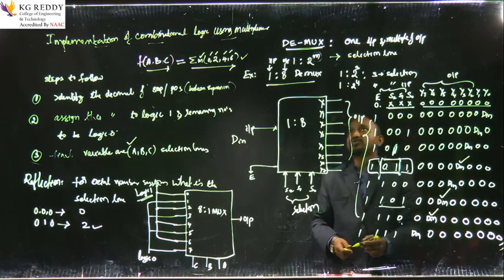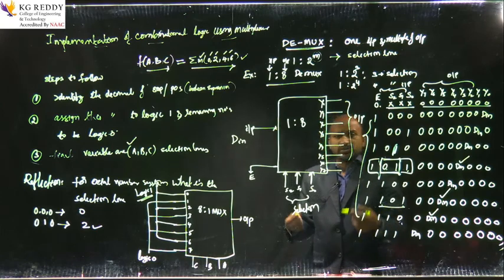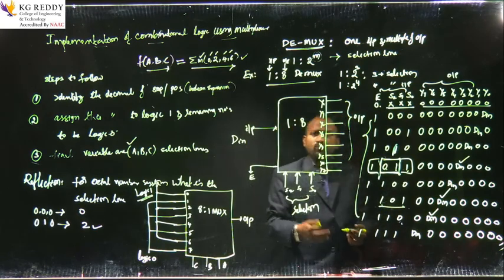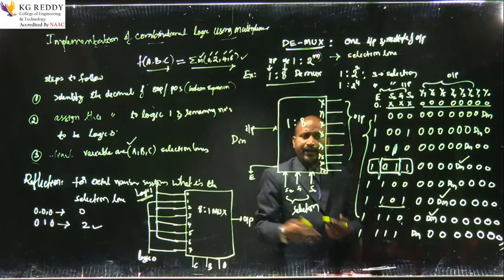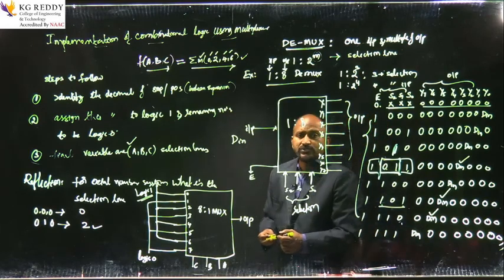So these are about the demux. We also have the same thing for 1:16, 1:32, 1:8, 1:2, 1:4, and so on. All these are the multiplexer, mux and demux. So that's all about today's class.